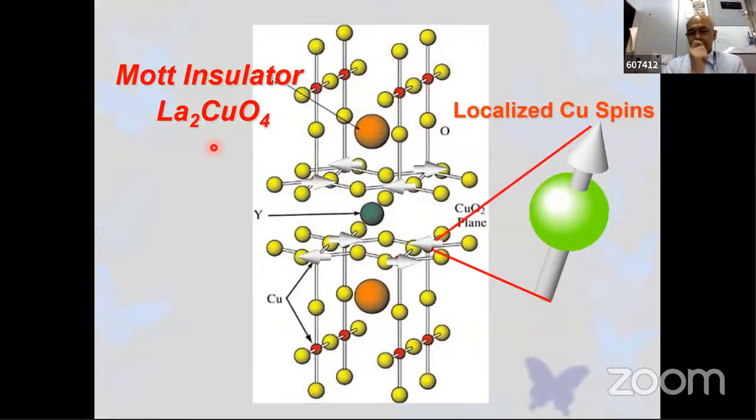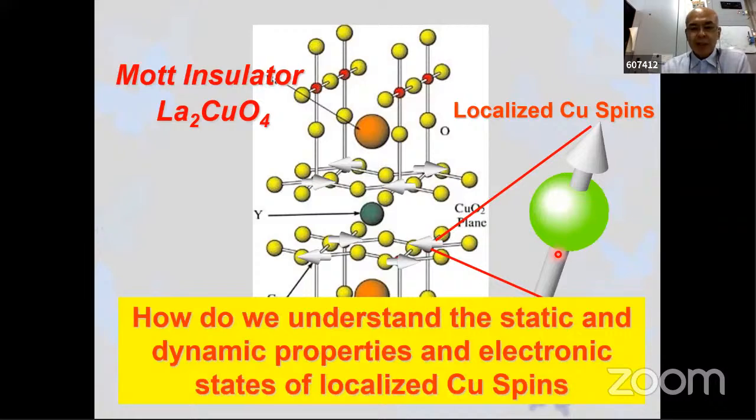The reason why is that in the high-Tc cuprate, especially on the CuO2 plane, the copper's electric charge state is 2+ and it has one electron magnetic moment. The electron magnetic moments have antiferromagnetic interaction with each other. So we need to discuss the static and dynamic properties of these localized copper spins. How we can understand the magnetic properties of this copper spin is completely key to discussing the high-Tc cuprate.